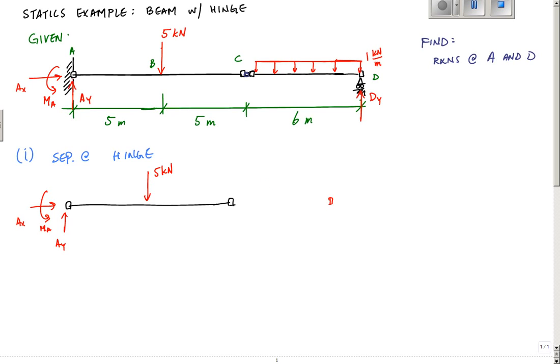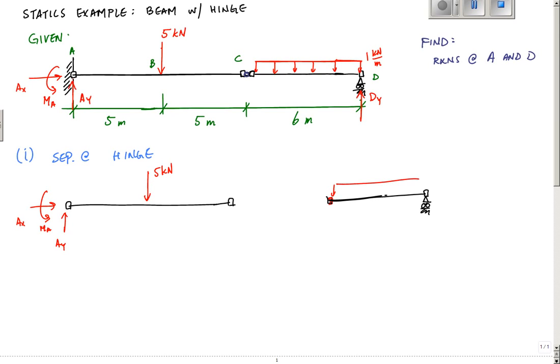Oops, let's get that back to black. So here I've got this beam over here, this part of the beam, part CD, and here I've got a roller and a distributed load.